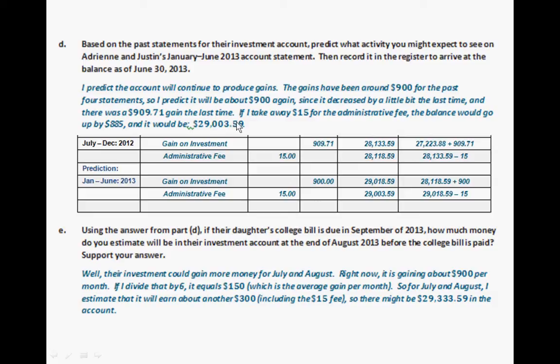$909.71 gain the last time, and if you take away $15 for the administrative fee, the balance would go up by $885, and so it would be $29,003.59. So you could come up with any prediction, but at least this prediction has some evidence surrounding it, so that's why this would count as a viable prediction, because they provide the evidence for it.